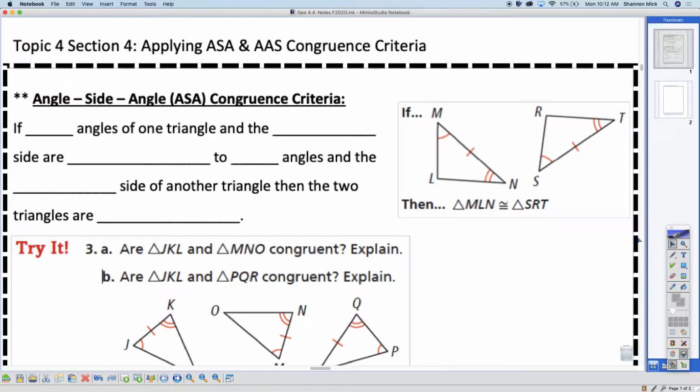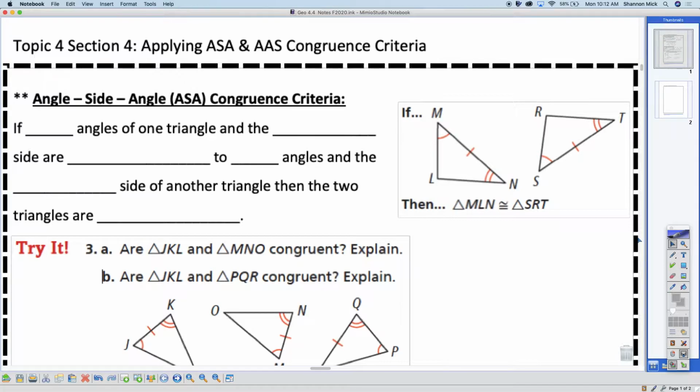So we're going to add angle, side, angle. And that means when it's listed like this, it is angle, side, angle. So the side has to be between the two angles. Okay? The side has to be touching the two angles. Does that make sense? So I asked you to look at your picture while I was taking attendance and see if you could fill it in.